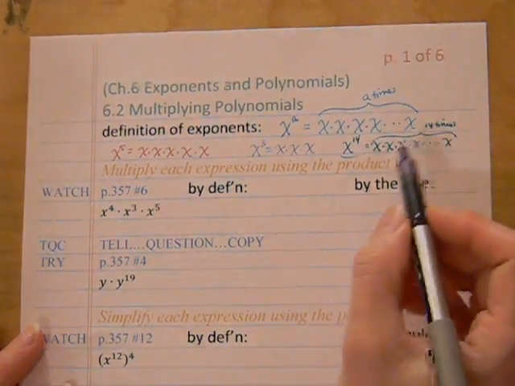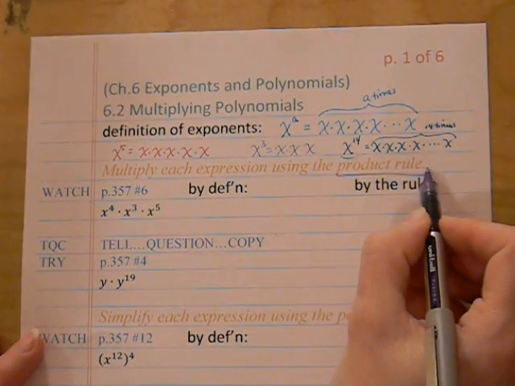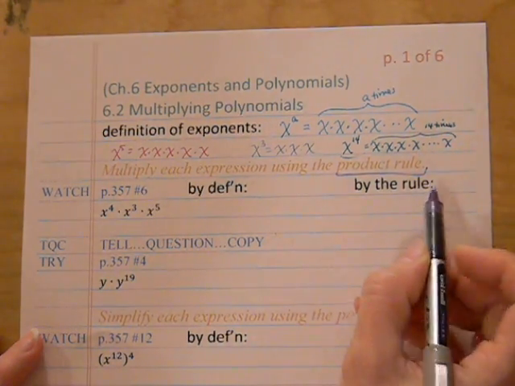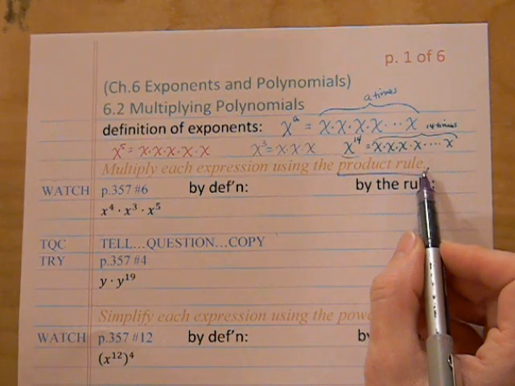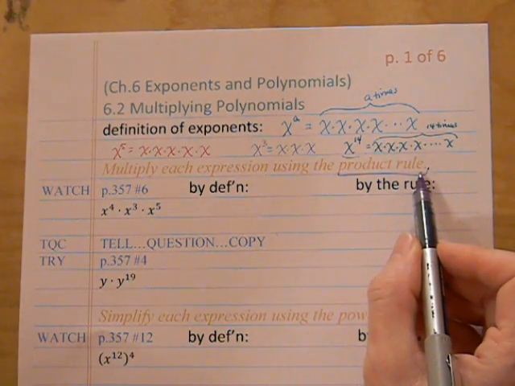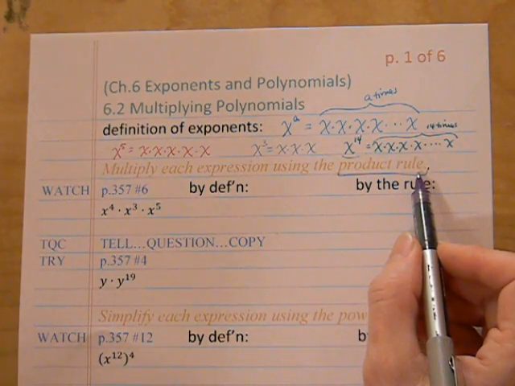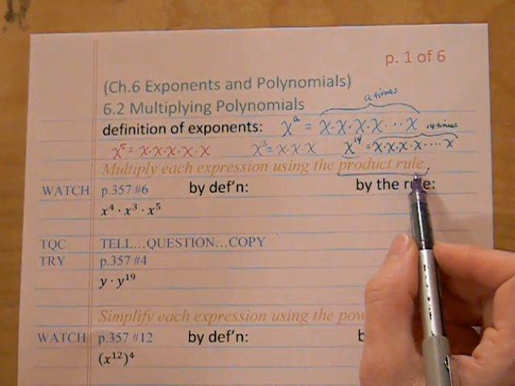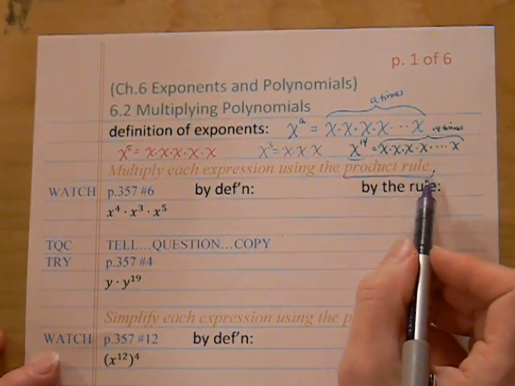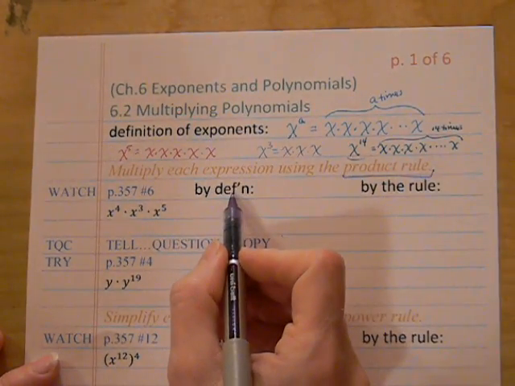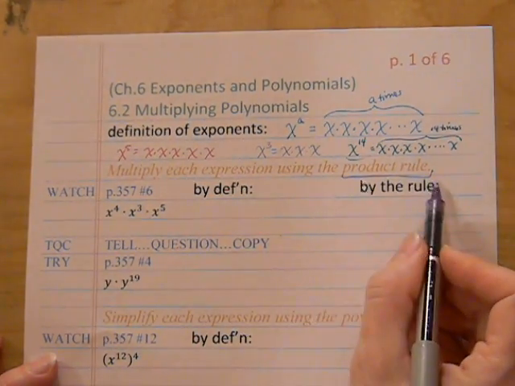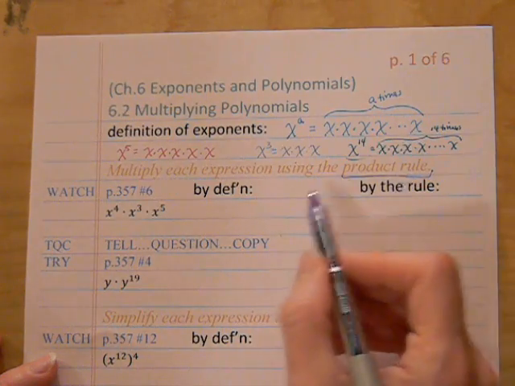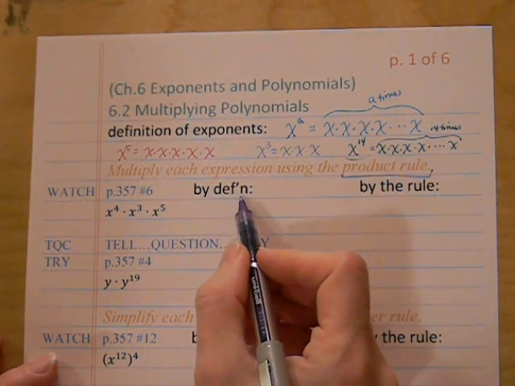So we're going to look at the product rule, multiply each expression using the product rule. Before we look at the rule, let's look at what it means by definition, because rules are just a way of expressing the pattern that you see over and over again. It's a way to quickly and succinctly realize there's a pattern and there's a rule that can be memorized. But you don't always have to memorize the rule. You can always fall back on the definition, and that's a good thing to understand if you ever get stuck on a test and you blank.